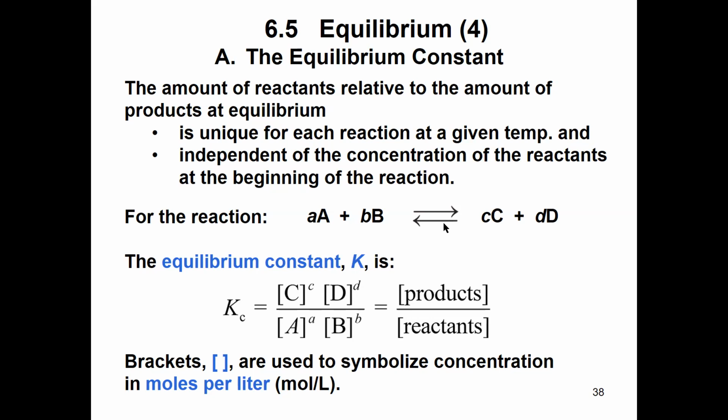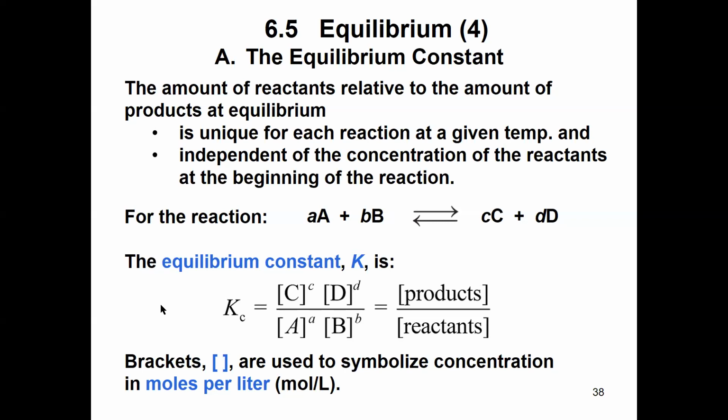So that's why it is important to start with a balanced chemical equation that has the lowest coefficients allowed for that reaction. And so here the reactant part would be concentration of A to the power a, if you have a coefficient a, times concentration of B to the power b, if you have a coefficient b in front of the formula B, right? So remember how brackets are used to symbolize concentrations in molarity. So equilibrium constants are calculated using molarities.